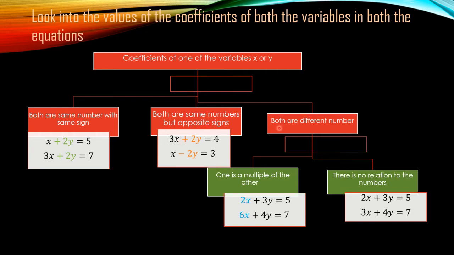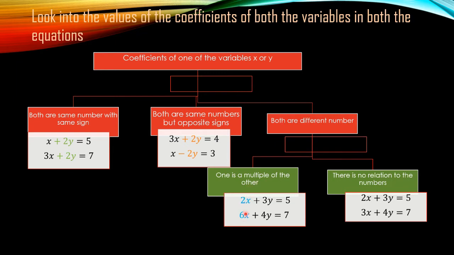The third category is both of them are different numbers, that is, if you are choosing one of the variables x or y, the coefficients of x are different and the coefficients of y are also different. So in this case there are two more categories. The first one is a multiple of the other, which means if you can see here 2x and 6x, 6 is a multiple of 2, whereas in y it is not so. In this case x will be the variable that I will choose to eliminate, because it comes under this category.